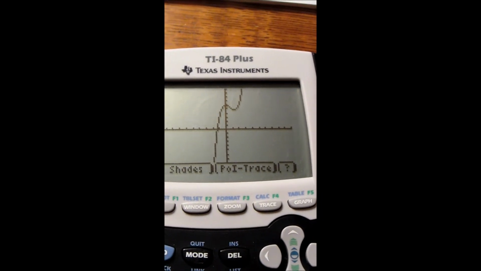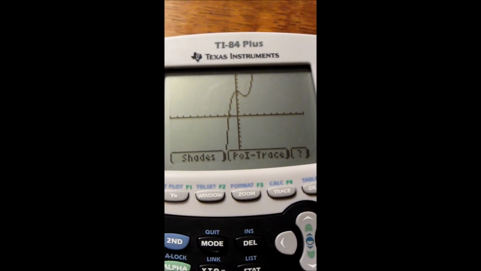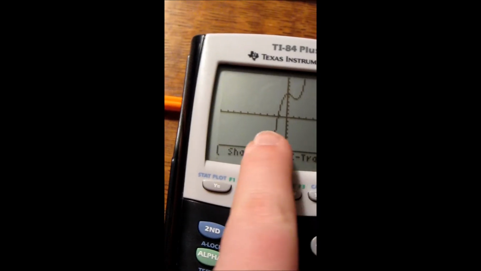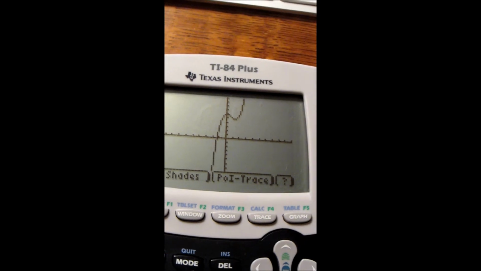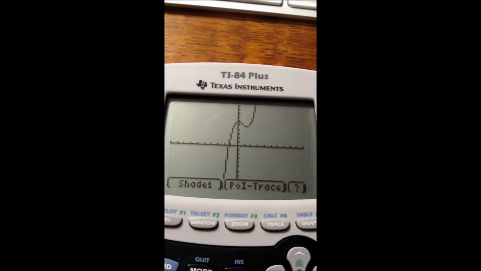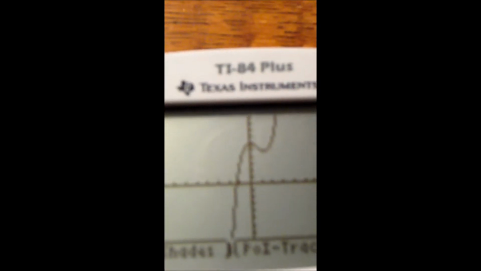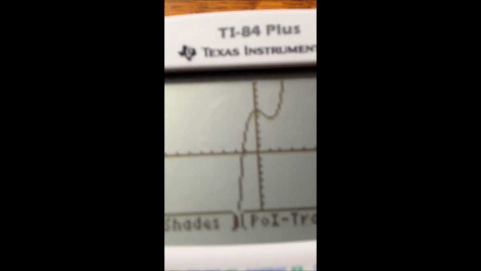Now a root is where your graph crosses the x-axis, which is the horizontal line. There's only one spot where the graph touches the x-axis, which is right here. Now you can guess and say, that's somewhere around 1. But to really be accurate, you're going to want to calculate it.